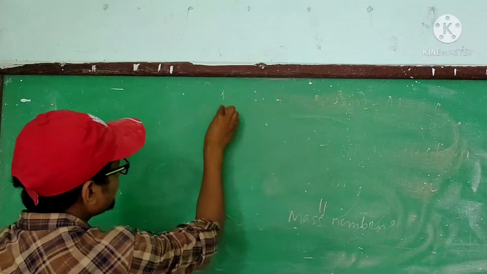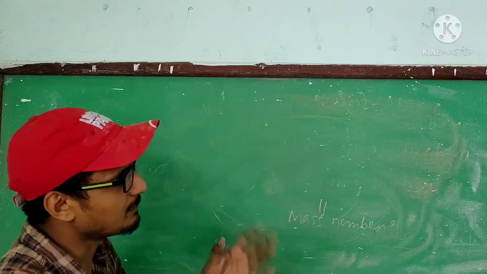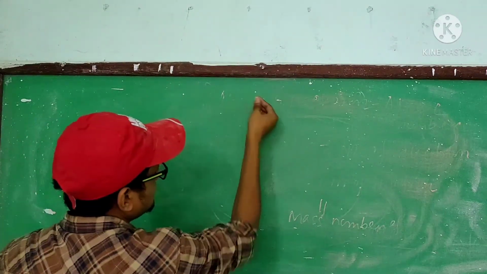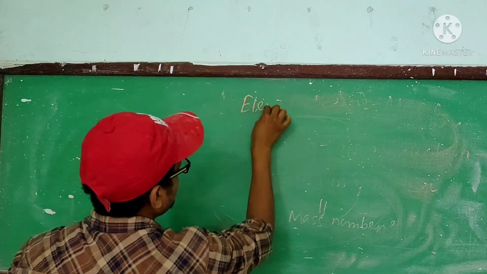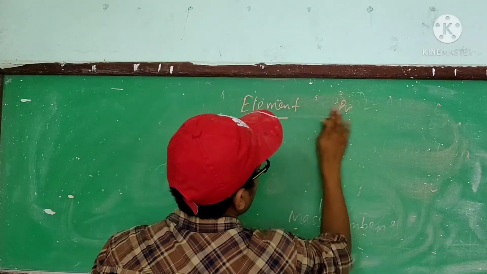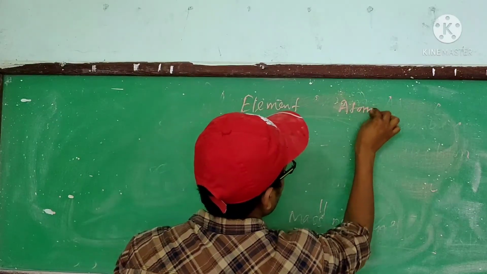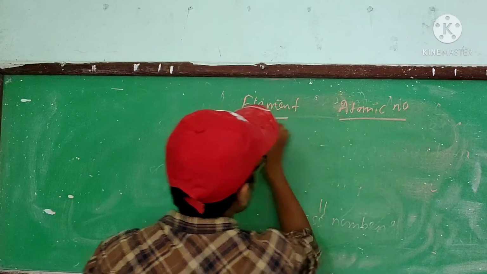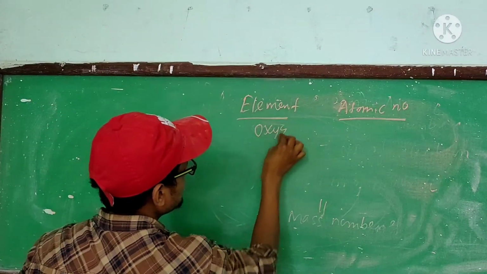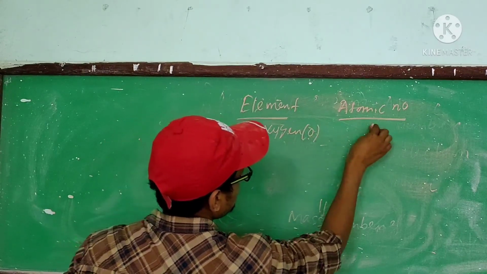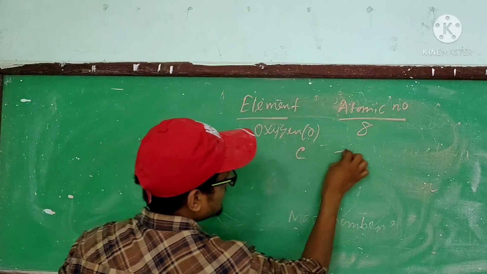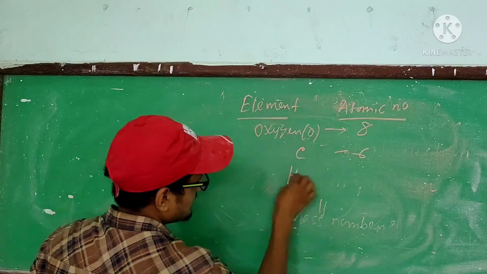From element to element, the number of protons is fixed. It is the atomic number. So we can write one chart of element and atomic number. Just I'm giving some examples. Oxygen is an element and its atomic number is 8. Carbon is an element, its atomic number is 6. Hydrogen is an element, its atomic number is 1.